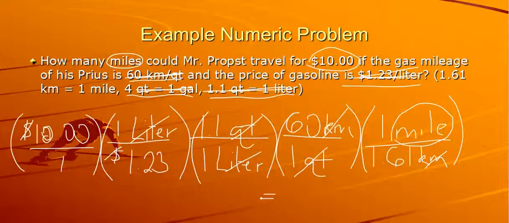So the number of miles that Mr. Probst could travel for $10. And again, the rounding issue, don't worry about how we round at this point. 333 miles for $10. 333 miles.